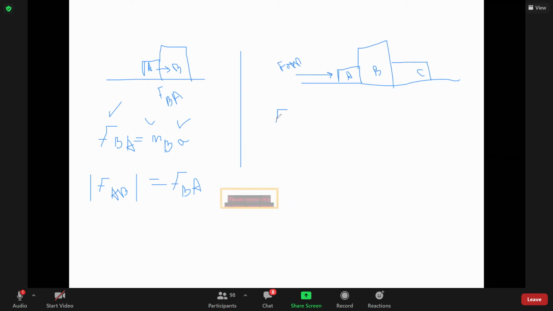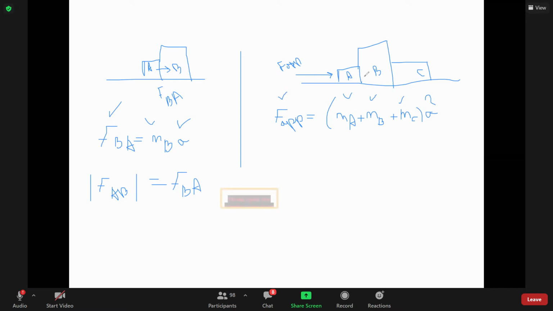So it will be F applied, meaning external force, will equal MA plus MB plus MC. All of them is one unity by acceleration. If I know the masses and I know the applied force to the left, I can find the acceleration. Once I know the acceleration, now we need to add something.